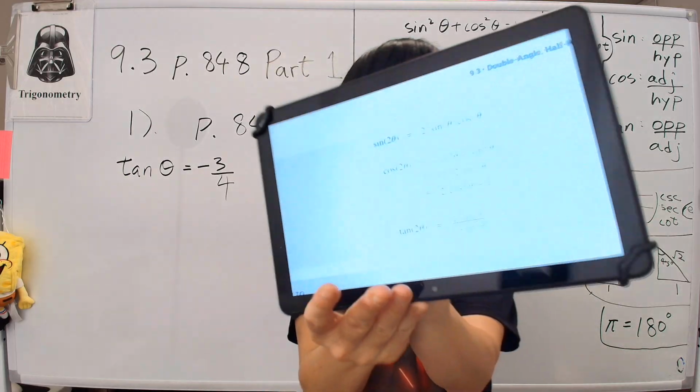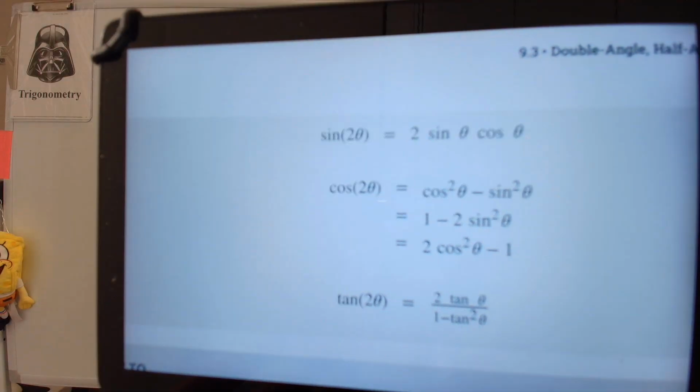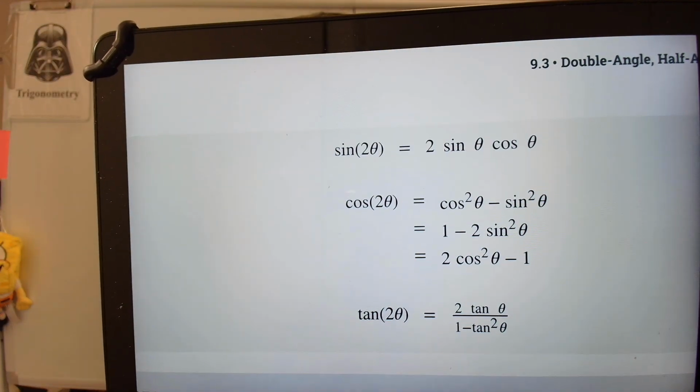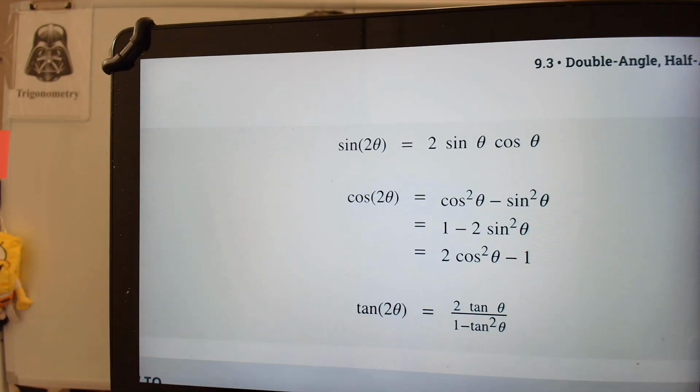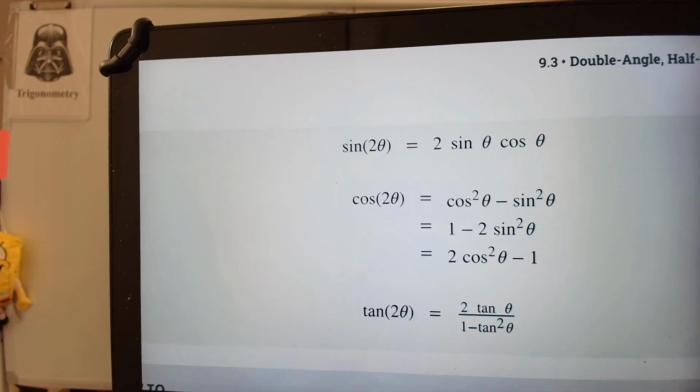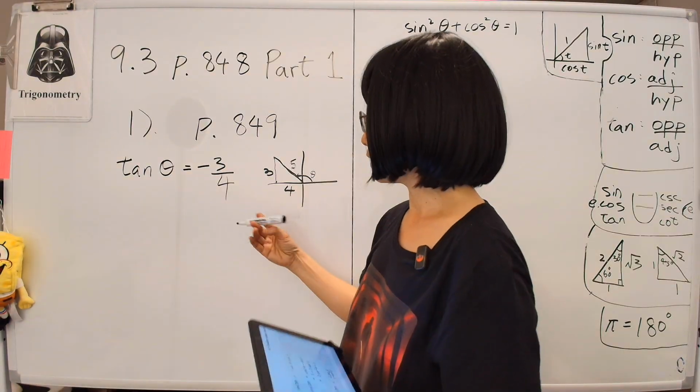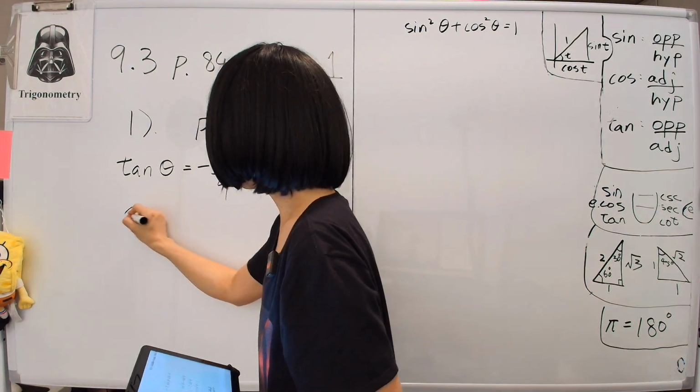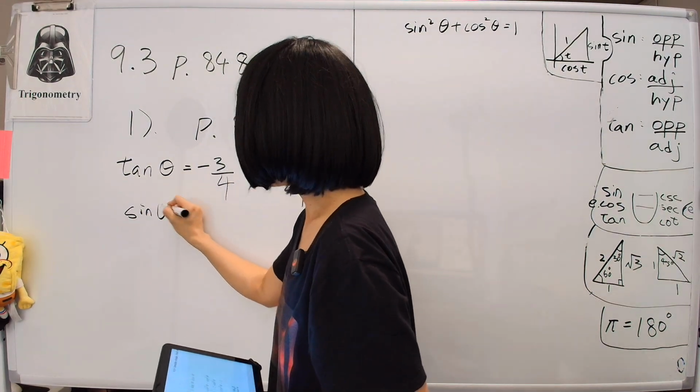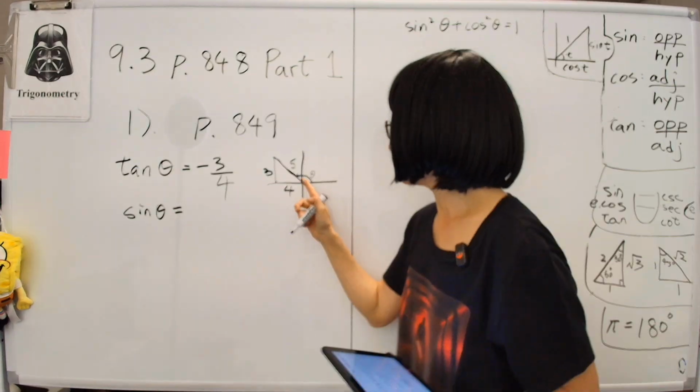Now, looking at the formulas that we just learned, you notice that to calculate them, we need to find the values of sine theta, cosine theta, and tangent theta. Okay, so let's do that. Tangent theta is here. So what is sine theta? Let's figure that out.